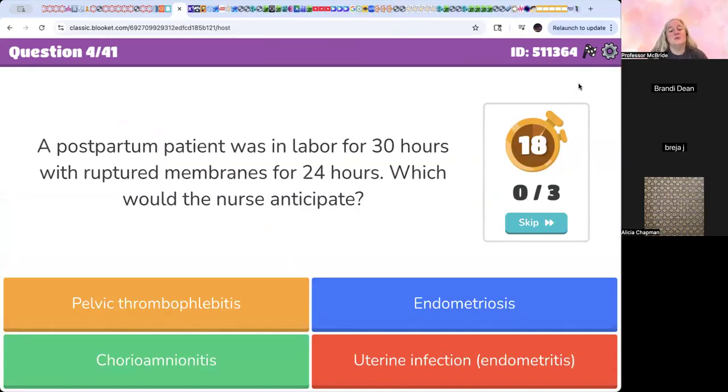A postpartum patient was in labor for 30 hours with ruptured membranes for 24 hours. Which would the nurse anticipate?